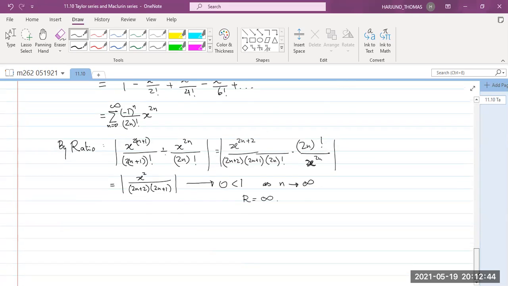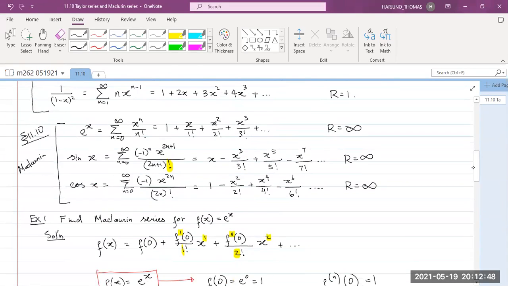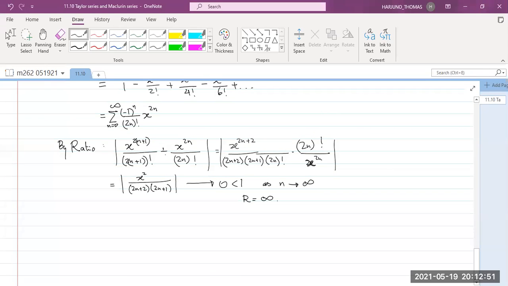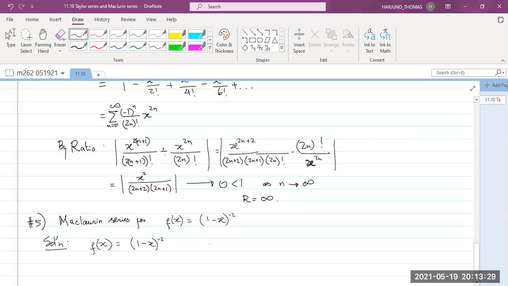Now, okay. So these are the three Maclaurin series that I allow you to just quote. How about other Maclaurin series? Let's say I do number 5. Okay, Maclaurin series for f(x) equals 1 minus x to the negative 2. So, solution: f(x) equals 1 minus x to the power of negative 2. So f(0) is 1 to the negative 2, that's 1, right?